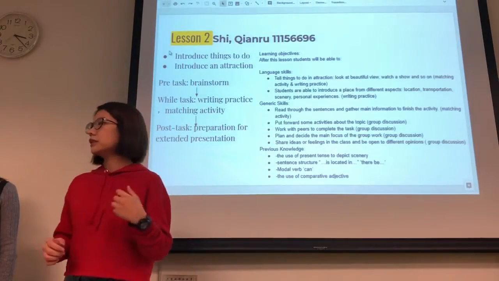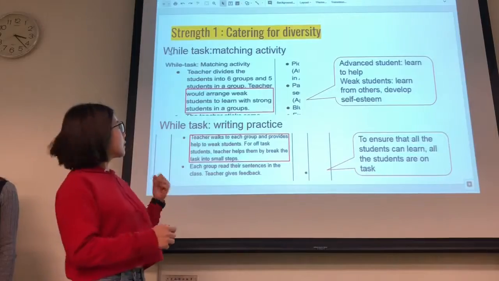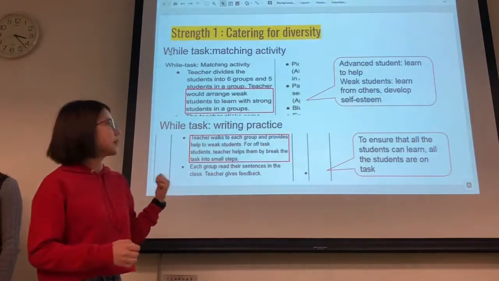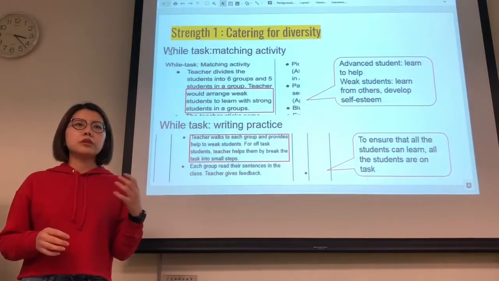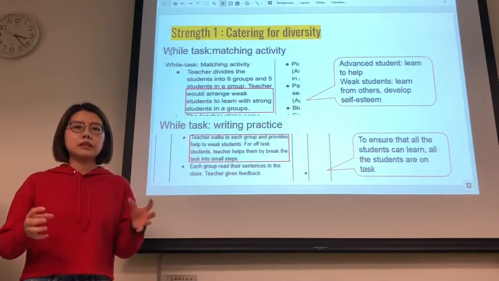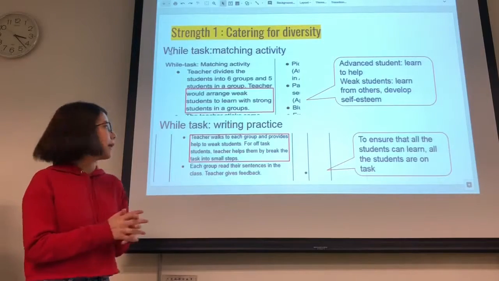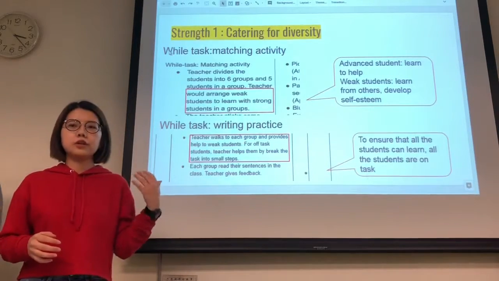The extended presentation creates an opportunity for students to talk in a communicative context. The first strength of the lesson is catering for diversity. When the teacher arranges the groups, the teacher will arrange weak students and strong students into a group so that strong students can help the others and learn to offer help.